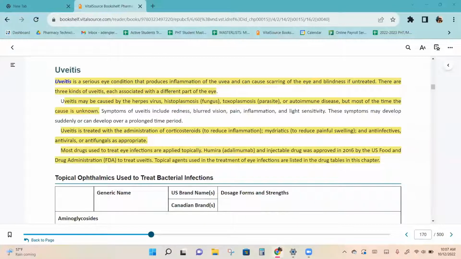So uveitis is treated with the administration of corticosteroids to reduce inflammation, mydriatics to reduce painful swelling, and anti-infectives, antivirals, or antifungals as appropriate. Most drugs used to treat eye infections are applied topically. Humira does treat uveitis. It is an injectable drug.